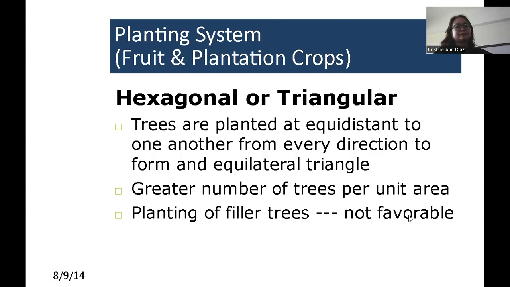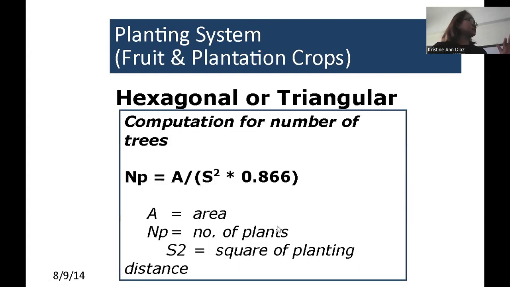Then, napunta hexagonal o triangular. At equidistant. So, greater ang trees na matanong, but dili pwede mag-tillard trees. So, ito yung formula for hexagonal or triangular. Area over square planting distance, like 10 by 10, multiply lang ni mo, 0.866. So, muna na ang number of plants.